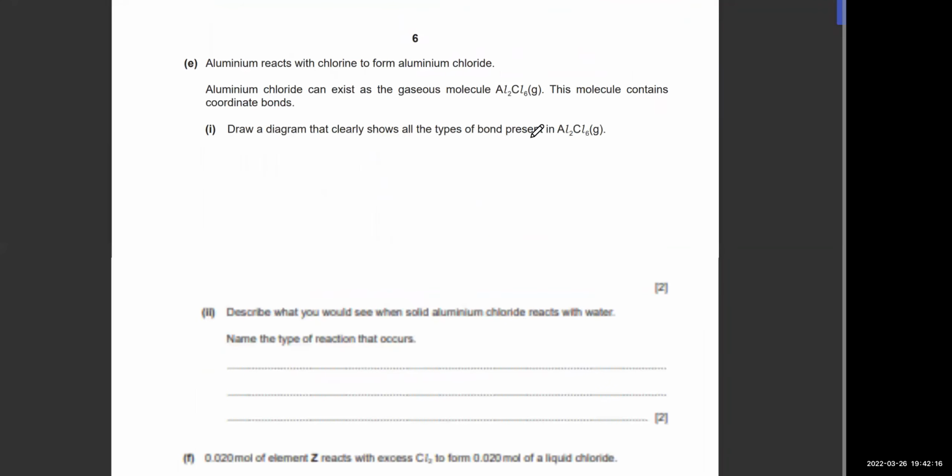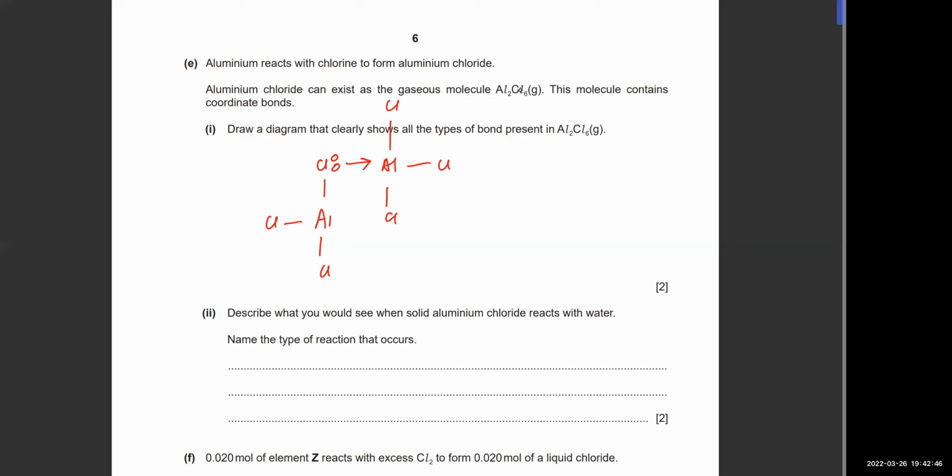अच्छा फिर आज यहाँ पे वो कह रहे हैं that clearly shows all the types of bond present in Al2Cl6. This is dimerization. Dimerization क्या था कि you had an AlCl3 molecule and these are normal covalent bonds and there's another AlCl3 molecule. अब Cl के पास lone pairs होते हैं, Al का octet is not complete, so they end up forming a dative bond. Cl has lone pairs, Al does not have a complete octet, so they end up forming dative bonds. तो कह रहे हैं show all type of bonds, तो label कर दो. This is a normal covalent bond and then there is a dative bond between them.